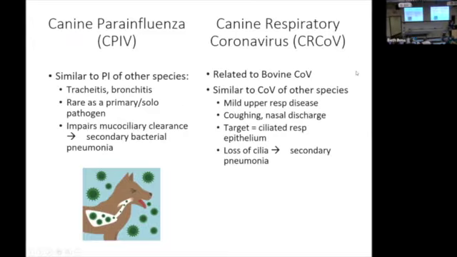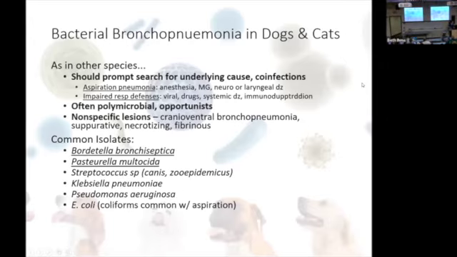That's similar to other species, just the dog versions. Bacterial pneumonia, again, copy paste. Hopefully this is getting really, really repetitive. You should look for the underlying cause and the co-infection. So are these animals stressed? Do they have a reason to aspirate? So bacterial pneumonia is not usually a primary thing. It's usually secondary to other things. So go find the other thing. Don't just treat the pneumonia, look for the underlying cause.